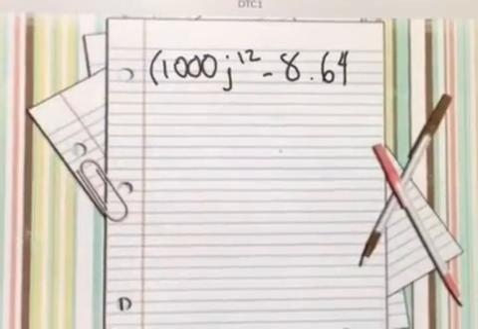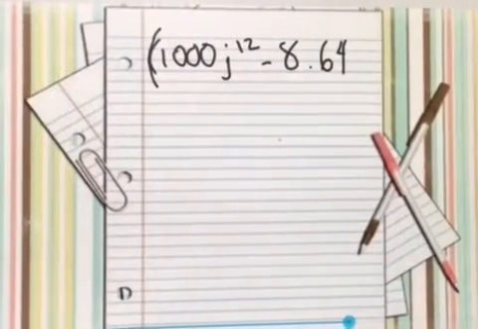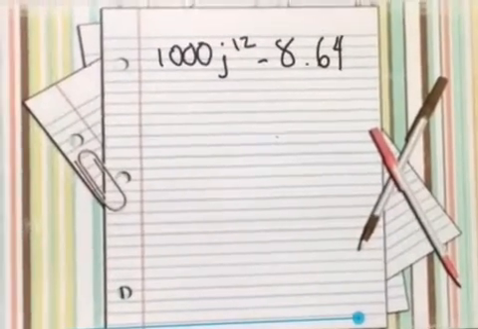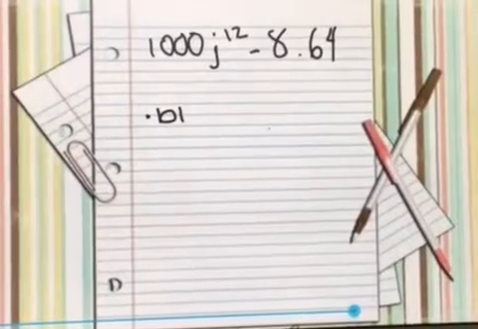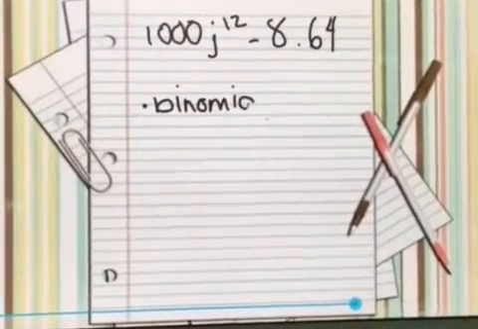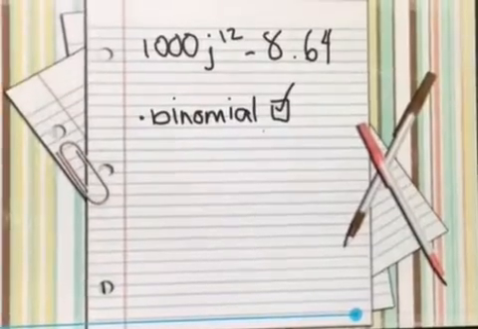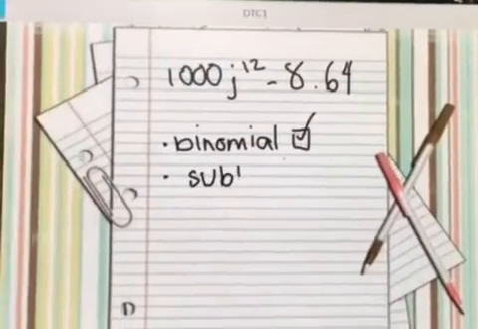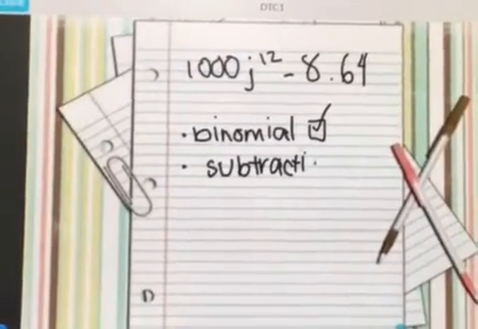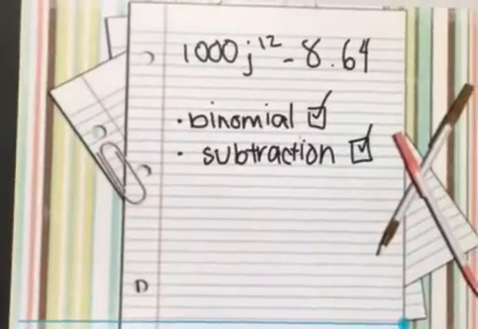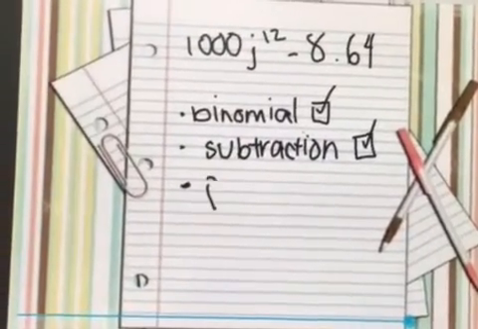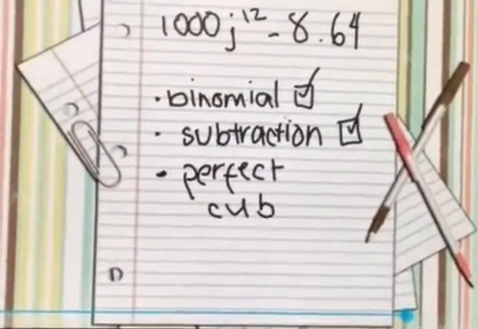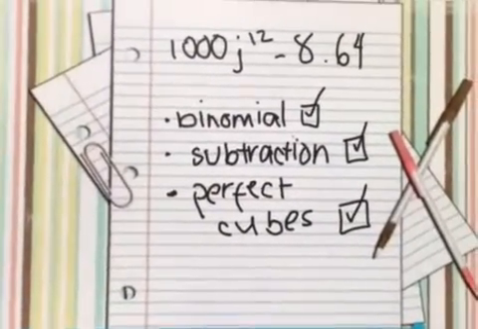Let's recall. What are the following conditions that a problem must meet in order to be factored using DTC? Well, again, as I've said before, the first condition is that it has to be a binomial. And obviously, it is a binomial, so let's check that off our list. Second is that it has to be separated by a minus sign. And yes, it is definitely separated by a minus sign, so let's check that too. Third is that its terms are supposed to be perfect cubes. And yes, its terms are perfect cubes. So let's check that too.